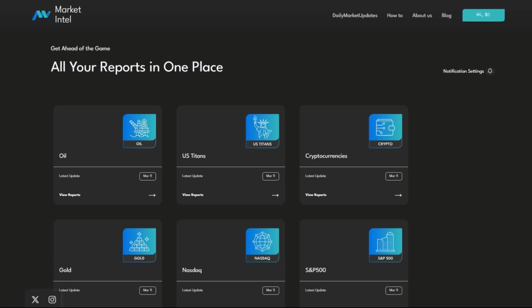We are on the Market Intel website, and here we're going to take a look at a stock that I would like to discuss with you today. We are going to talk about IBM, which is in an interesting position on the chart.